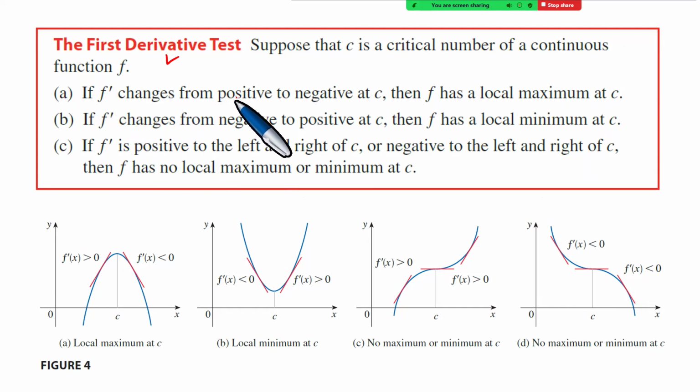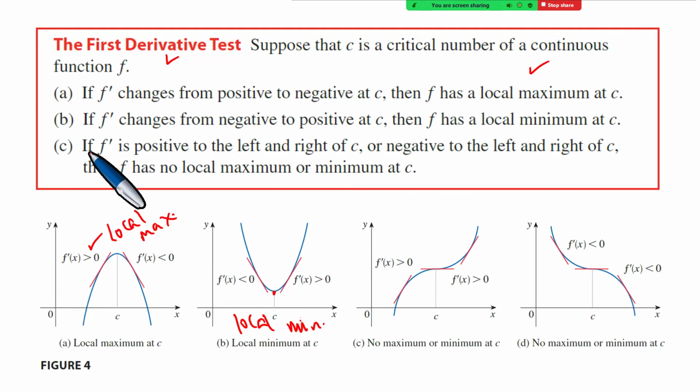If f prime changes from positive to negative at C, then f has a local maximum at C. If f prime is bigger than 0 here and less than 0 here, it changes from positive to negative, then we say f has a local max. If f prime changes from negative, less than 0, to positive, bigger than 0 at C, then f has a local minimum. So this, you can see, is sort of the lowest possible point.